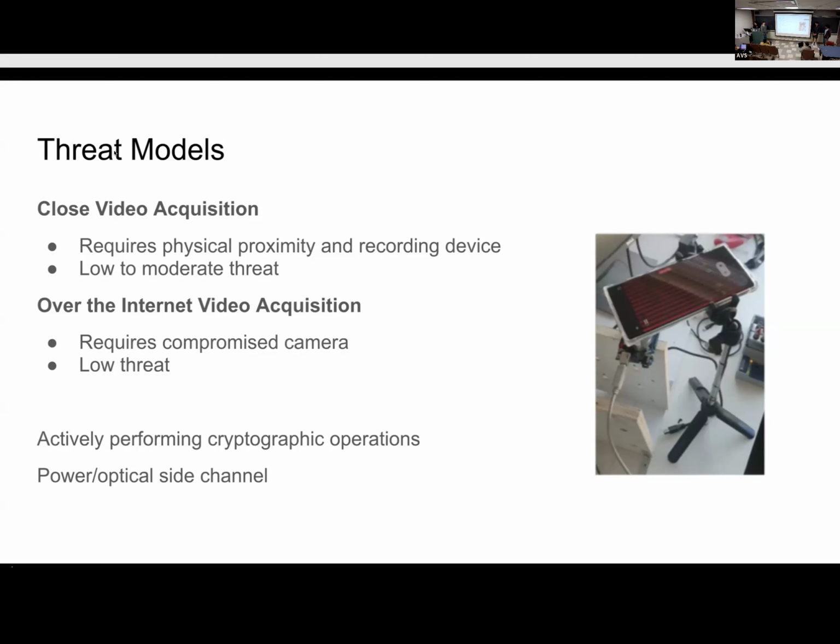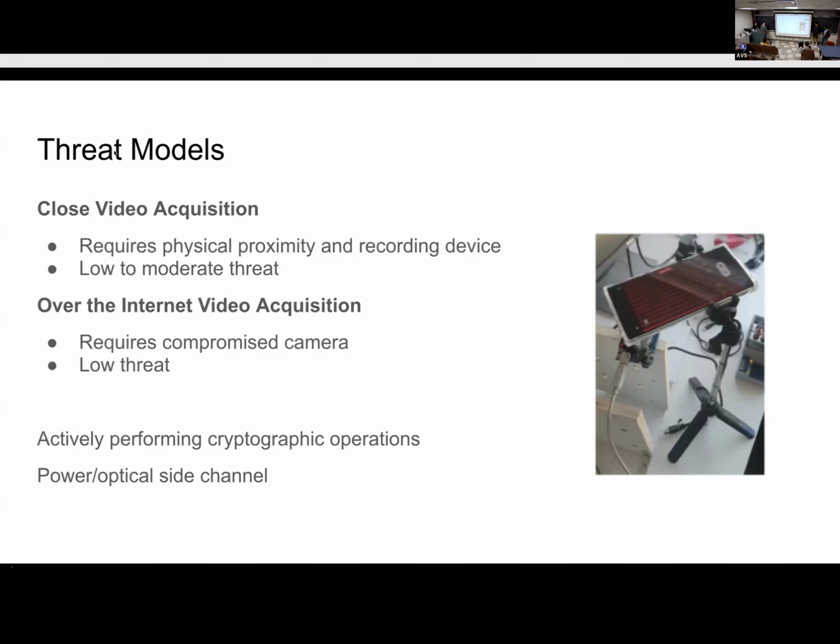Then we have another threat model, which is over the internet video acquisition, which requires a compromised camera, such as your computer webcam. That's also a very low threat because it's very hard to position the camera such that it's in full frame of the LED, and you don't really know when you're going to do that.